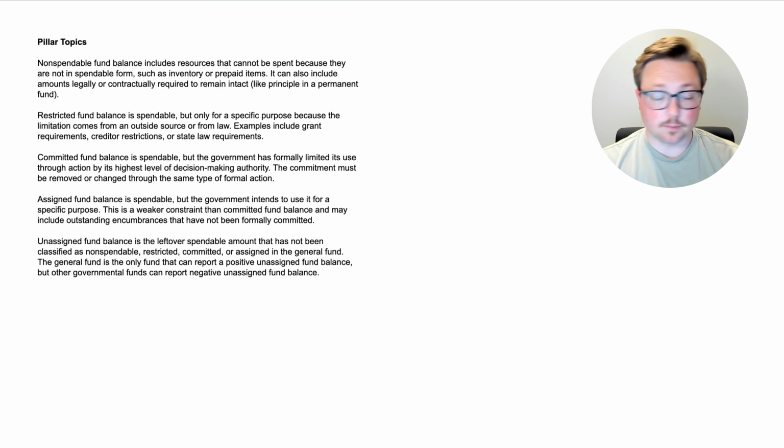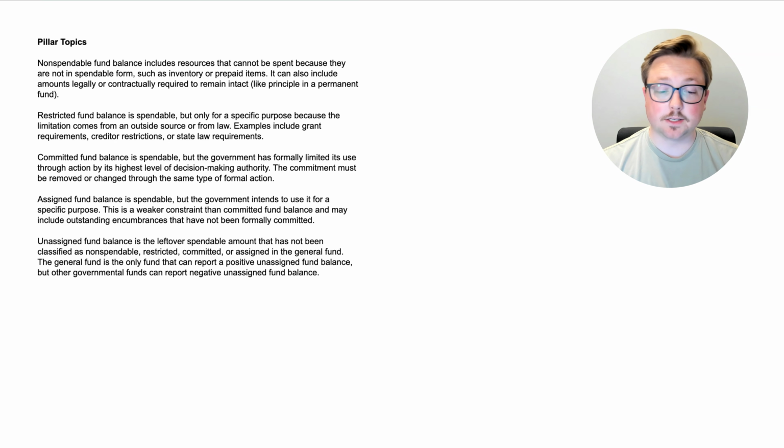Assigned fund balance is spendable, just like the other two, but the government intends to use it for a specific purpose. This is a weaker constraint than committed fund balance and may include outstanding encumbrances that have not been formally committed. And by the way, outstanding encumbrances, as a reminder, can also be part of committed if those outstanding encumbrances are set aside by the highest level of decision-making authority. So again, assigned is different than committed. They're both internal restrictions, but committed is the highest level of authority. Assigned is just set aside by the government, not by the highest level of authority or even by somebody who's been given the authority to set aside this amount.